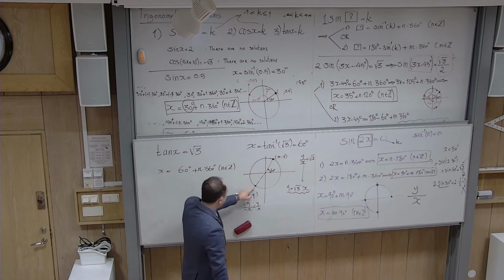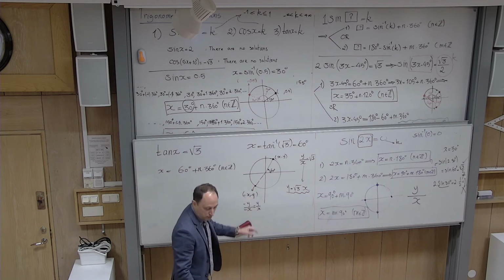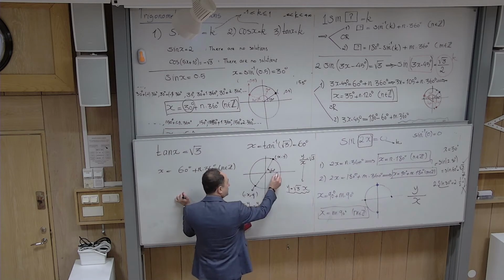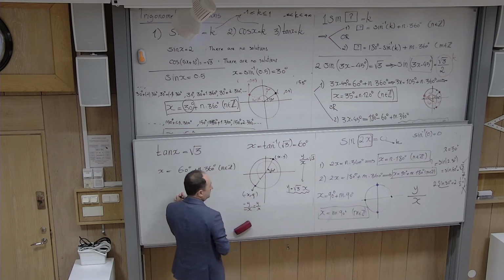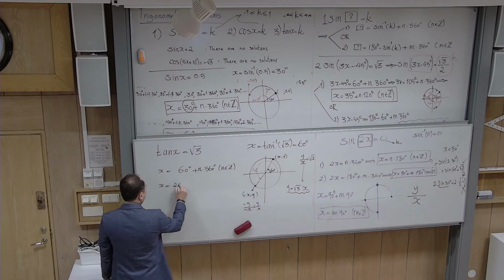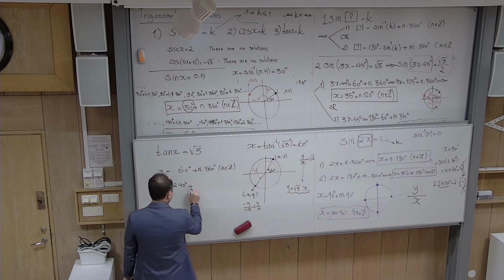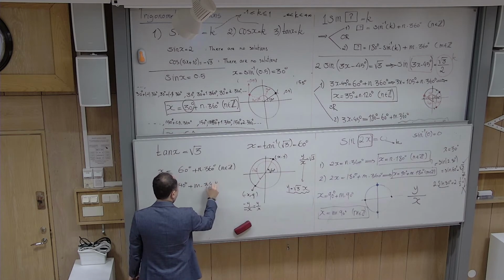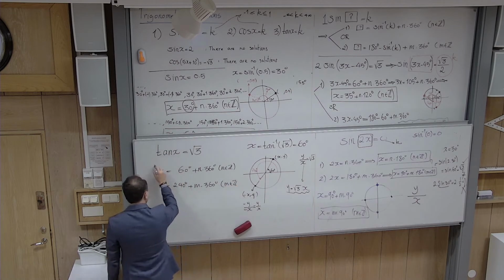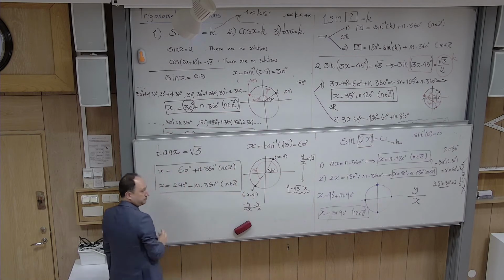Can you tell me what this angle is? Which angle corresponds to this dot? What angle? You have to start from here and go up to this. What is this angle? 240, yes? Yes. That's 240. So what can I do? So I can write x is equal to 240 plus m times 360 degrees. I don't explain this anymore because you know that you go full rounds, yes? That's it. This is the solution for the tangent case.